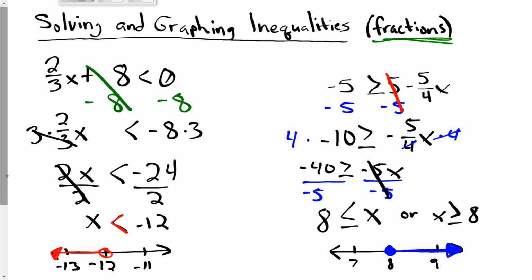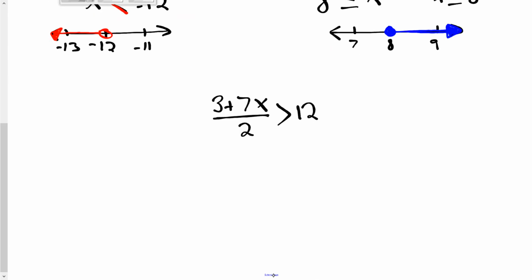All right, and our last problem right here is 3 plus 7x all over 2 is greater than 12. A lot of people get scared with this big divide by 2 sign. I just say if you're scared of it, get rid of it. So let's get rid of it by multiplying by 2, because that's going to undo this division. Got to do it to both sides. The 2's cancel out. 3 plus 7x is what's left over on the left-hand side. I didn't multiply by a negative, so my inequality stays the same. 12 times 2 is 24.